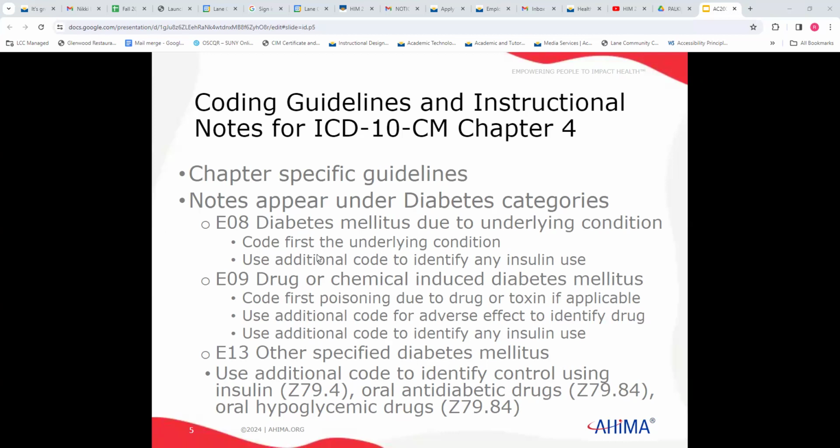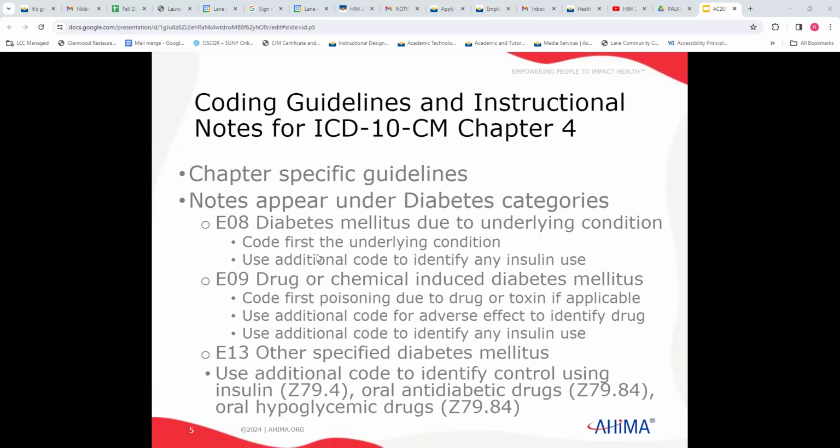With E09, we can have drug or chemical-induced diabetes mellitus. This could be secondary to medications such as prednisone. So if this is the case, we would code this as a poisoning due to a drug or toxin, if applicable, and use an additional code for adverse effect to identify the drug. We'll talk more about poisoning and adverse effects in lectures to come. We'll also use additional codes to identify any insulin use, which gets us to the last sentence of this slide.